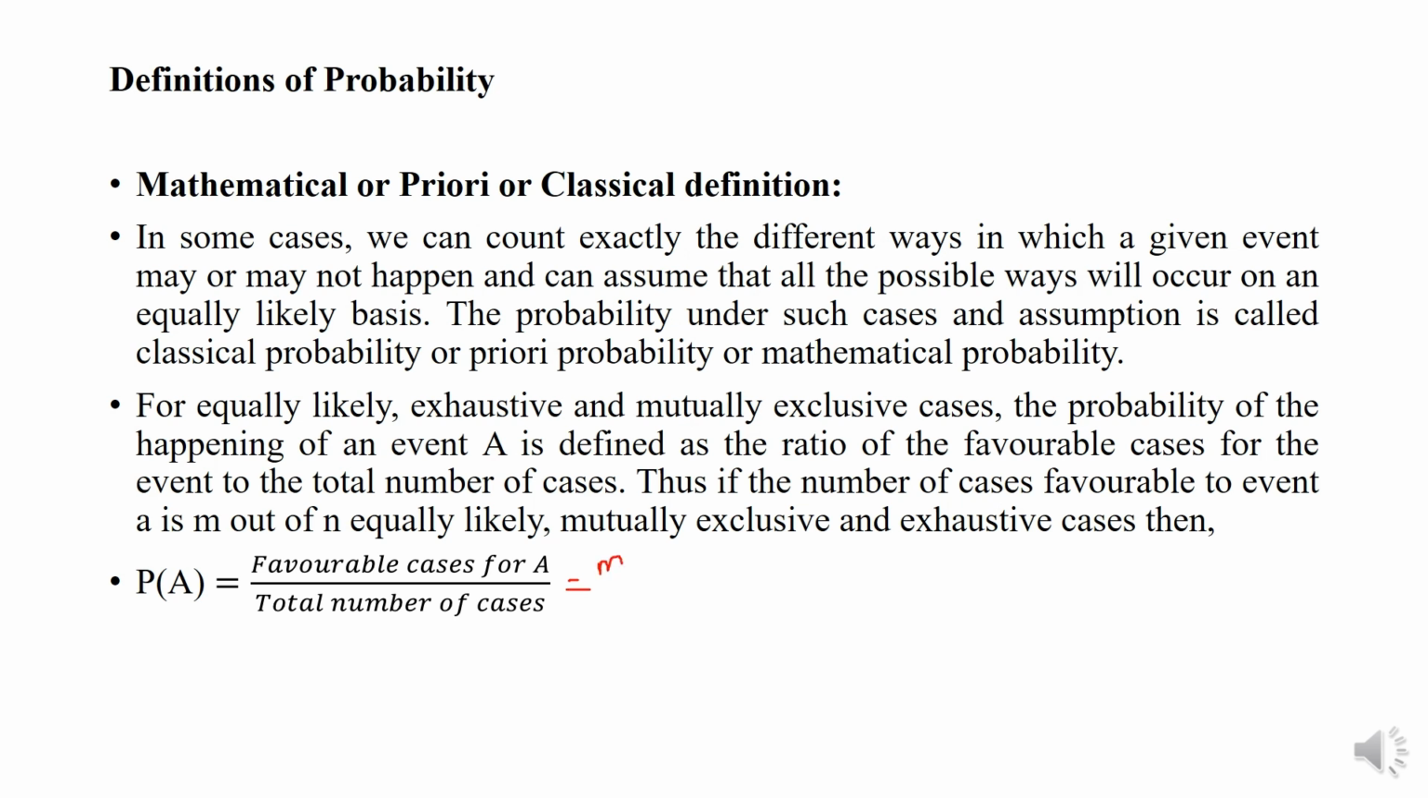Now the probability of the non-occurrence of the event A, or not A. Let's write it: probability of A.